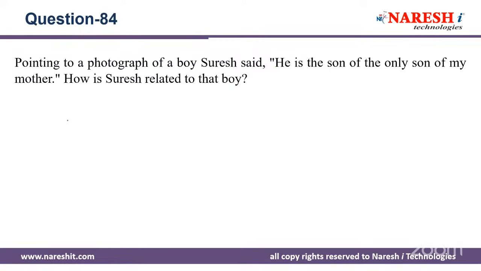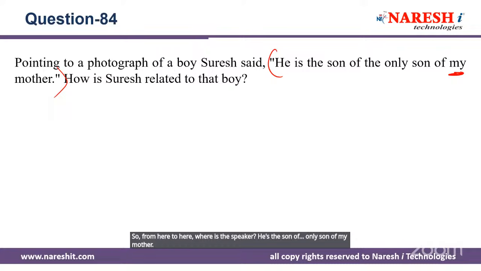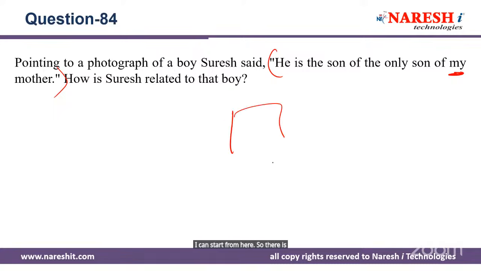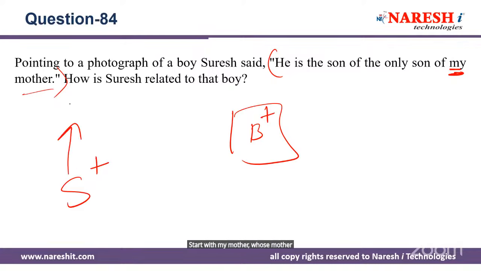Pointing to a photograph of a boy, Suresh said, he is the only son of my mother. So where is the speaker? Again, start from here. There is a photograph of a boy, so male. Suresh is telling, the speaker is also male. Start with my mother. Whose mother? Suresh's mother. The only son of Suresh's mother is nothing but Suresh himself.